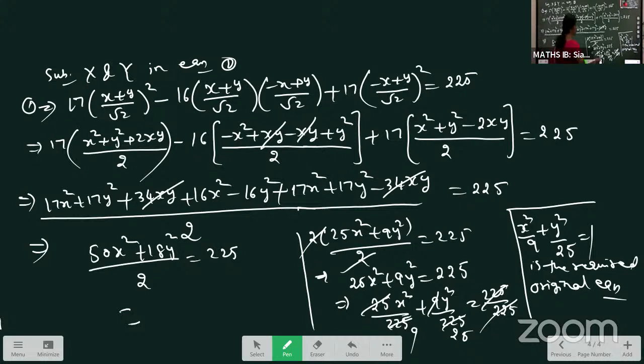So this is about transformation of axis. There is one theorem there. If you are interested, you can practice that theorem also. You can expect it as a question or theorem here.